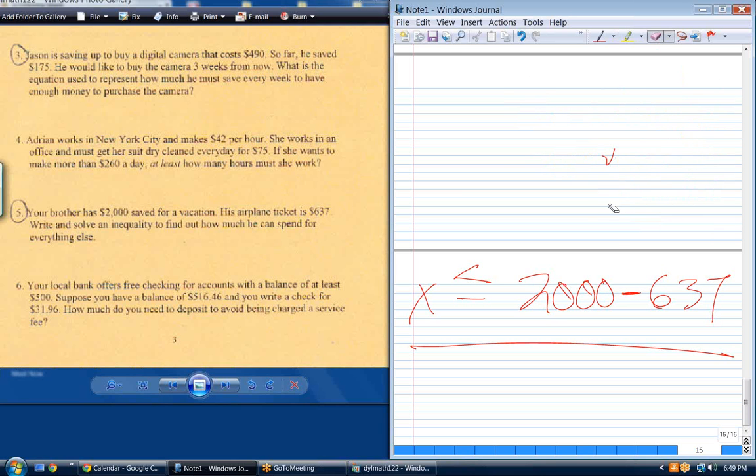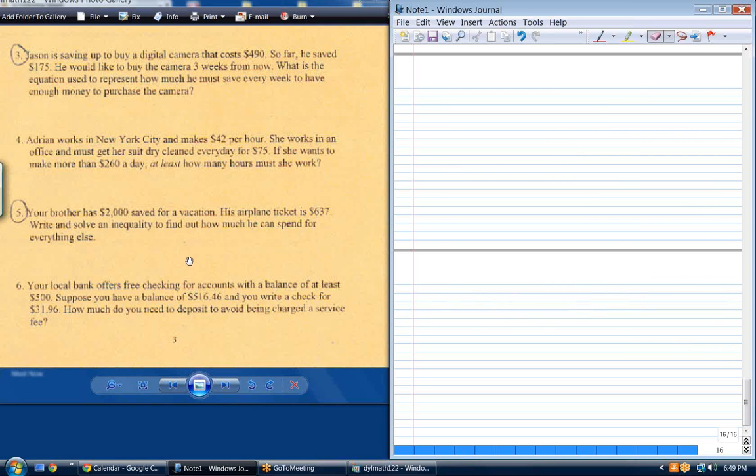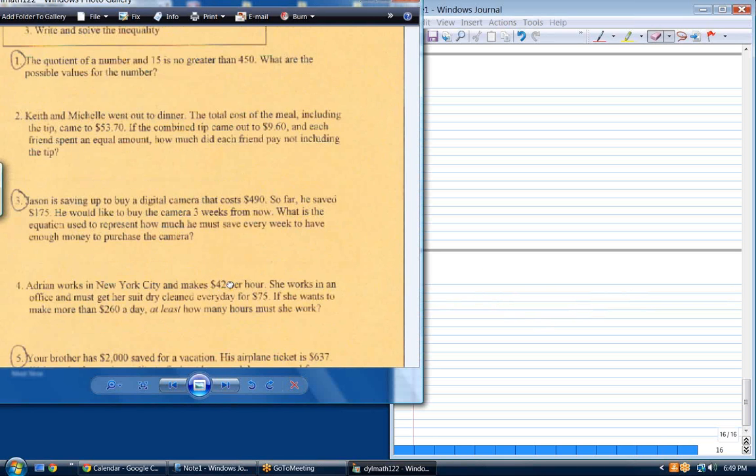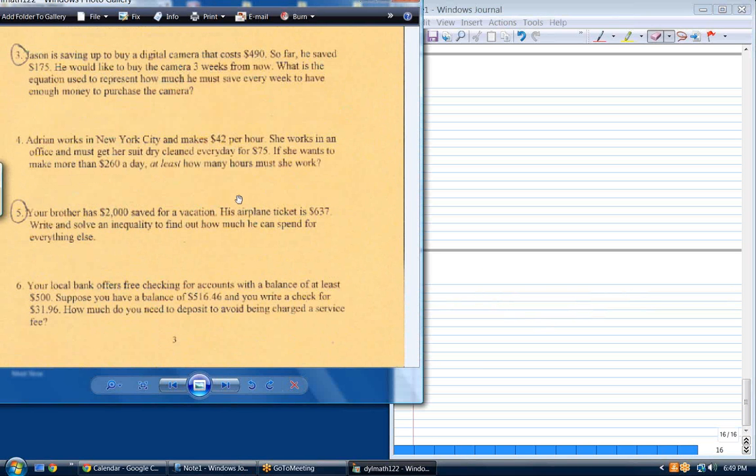All right. Is that everything? That's it. These were good problems tonight. These were a little tough. Yeah, they were. Just make sure you get it straight on what these phrases mean. At least means greater than or equal to. Not more than means less than or equal to. Less than means less than.